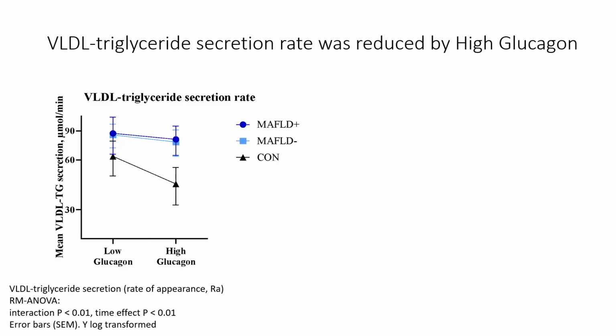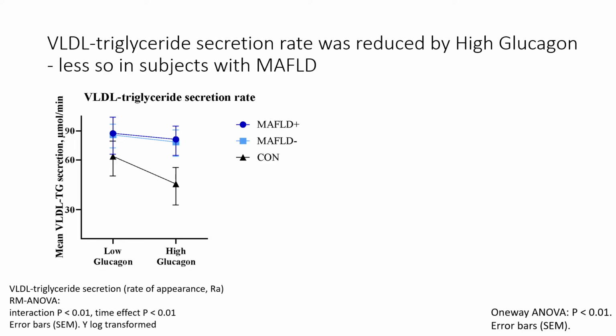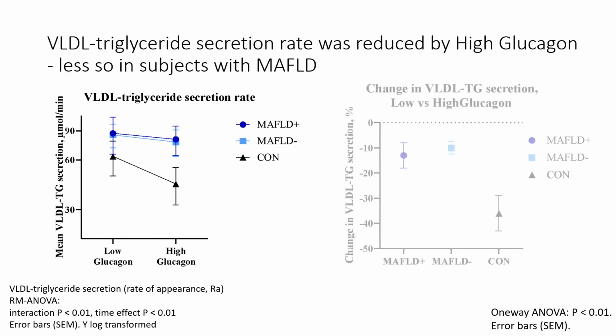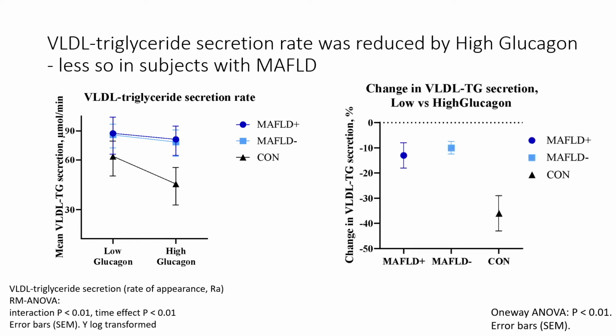So, VLDL secretion rate was reduced by high glucagon in all groups. However, we do find a significant difference between groups, as you can see here by the repeated measurement ANOVA interaction. This is better illustrated on this graph, showing the percentage reduction in VLDL-triglyceride secretion. We find a 36% reduction in the control group, whereas only an 11% reduction in the NAFLD groups.